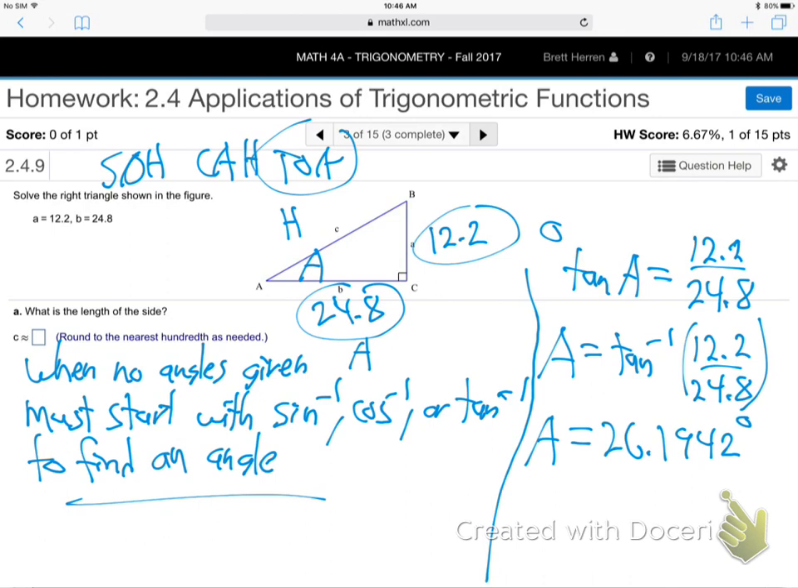So we got that. They're also asking for C here. How do I get C? That's Pythagorean. A squared plus B squared equals C squared. We'll stop there, though, we're out of time anyway, so let's stop.